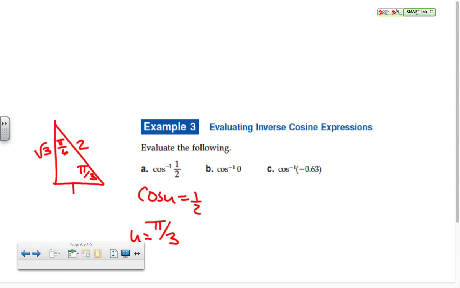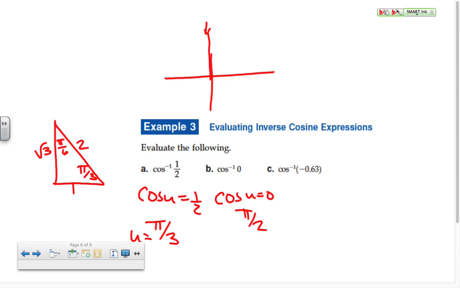Next, the cosine of what is 0. Now this one you may have to think about the unit circle. Where is the cosine 0? Cosine is 0 up here. So it's 0 at pi over 2.